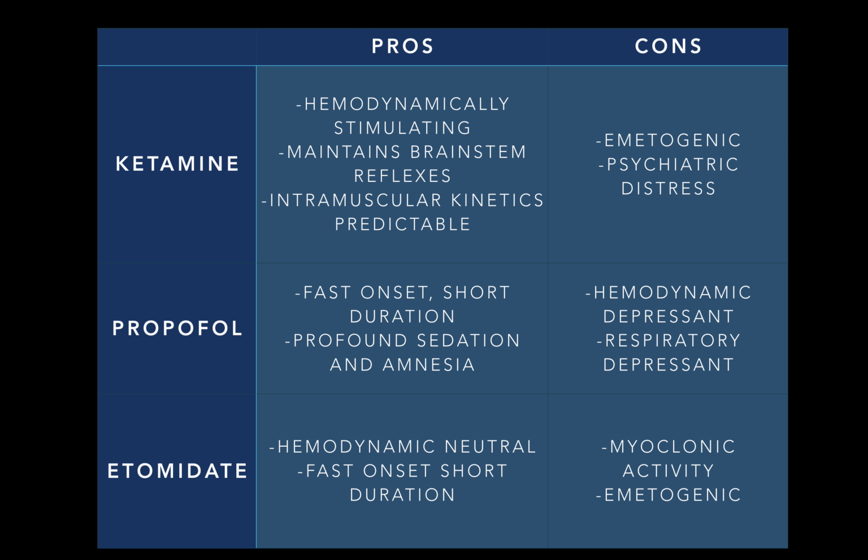So just as a summary slide, and I know this is a busy one, the pros of ketamine are that it's hemodynamically stimulating, maintains brainstem reflexes and respiratory protection, and also it has very predictable intramuscular kinetics. So that might be a really great agent for children in whom you can't get an IV because they're not tolerating it. You can use it intramuscularly. The cons of ketamine are emesis and nausea and the psychiatric distress. We talked about how to manage those and how to expect those.